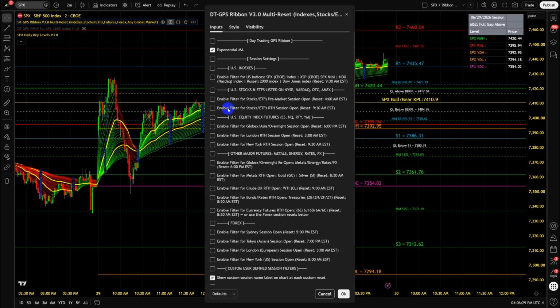So the advantage of this ribbon is that you can use it in many different ways. You can use it with the filter off as a standard ribbon, or you can specifically set which filter for what you're trading. So in this case, US indices. So we'll just go ahead and turn it on.